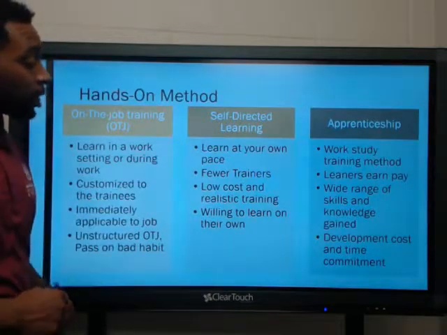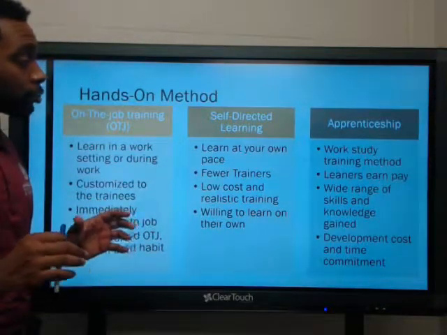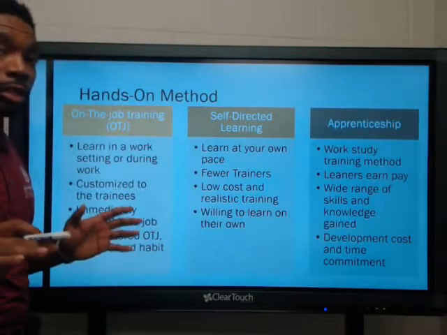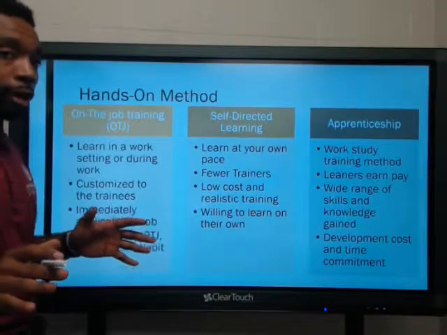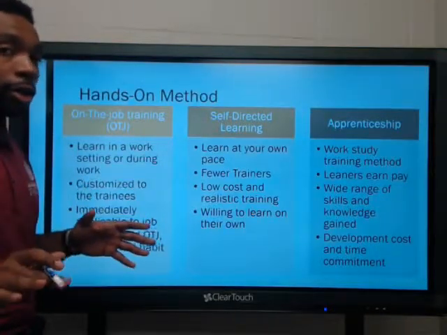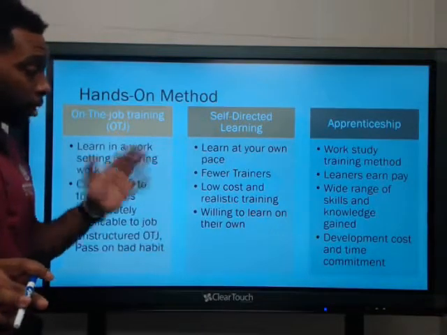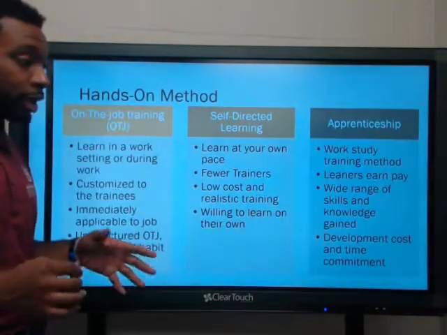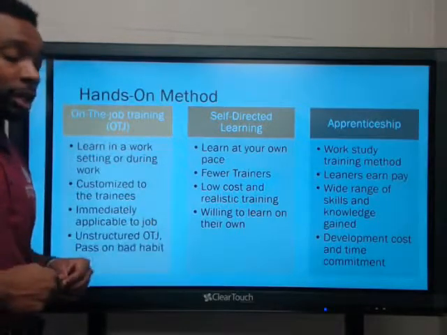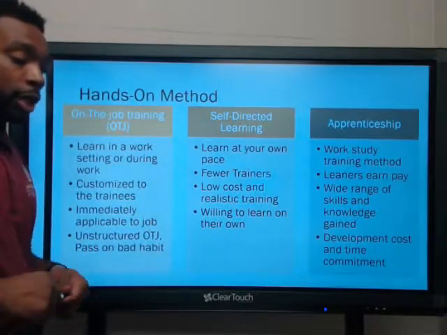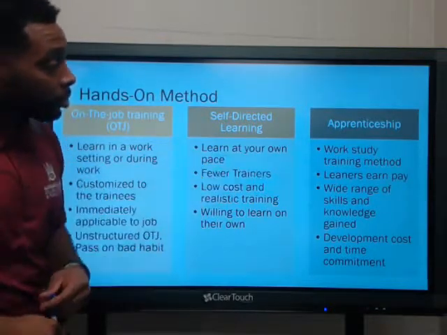Another one is self-directed learning. Now, this is when the trainee learns at their own risk and own pace. There's fewer trainers involved, fewer people around to hold your hand. It's low cost and it's realistic training nonetheless. But the trainee has to be self-motivated to actually want to get it done. So if you're going to give this to somebody, give it to somebody who's energetic and wants to go get it, a go-getter.